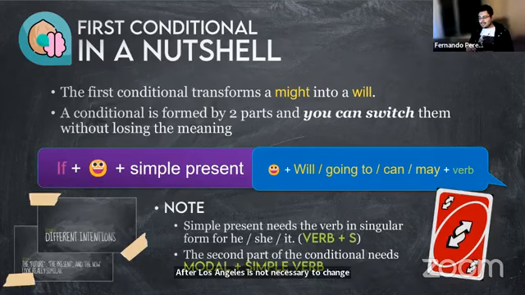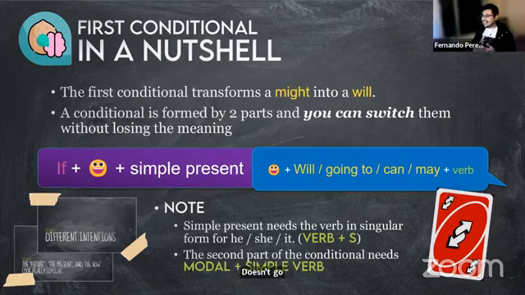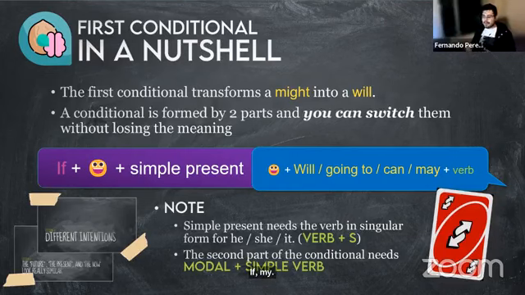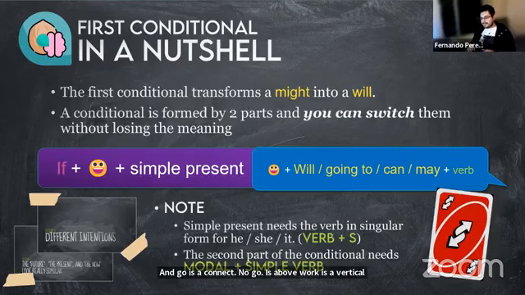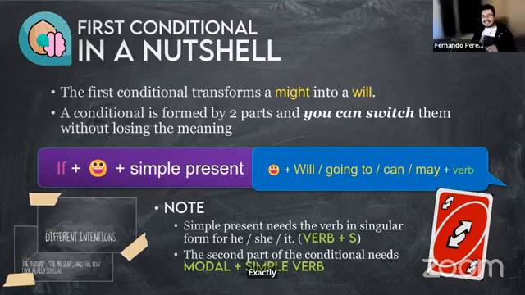Doesn't work. No. What happened to goes? Doesn't go. Exactly. If my boss doesn't go work tomorrow, I will be happy. Is a connect. No, go is a verb. Work is a verb. What is the connector for two verbs? To work. Exactly. And now your idea is finished.